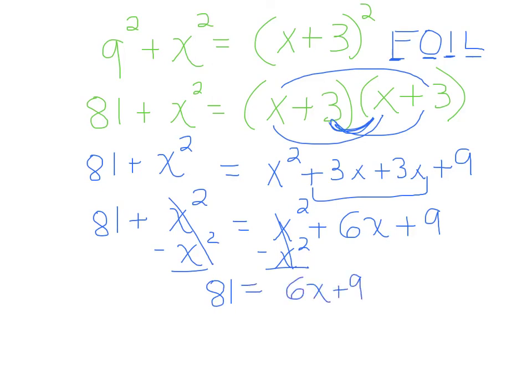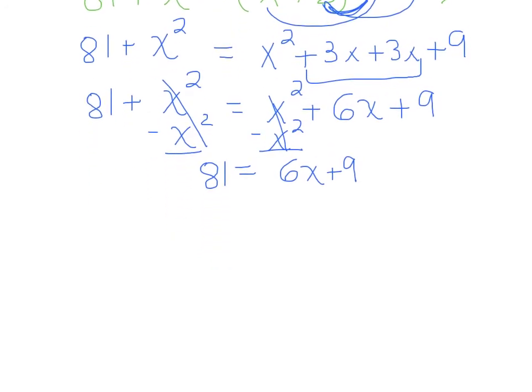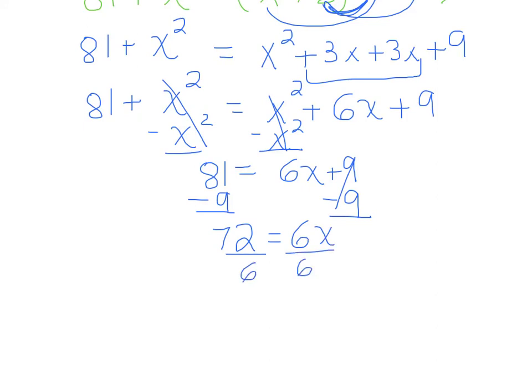Then you subtract 9. So 81 minus 9 must be 72, equals 6x. And then you divide both sides by 6. So x is equal to 12.